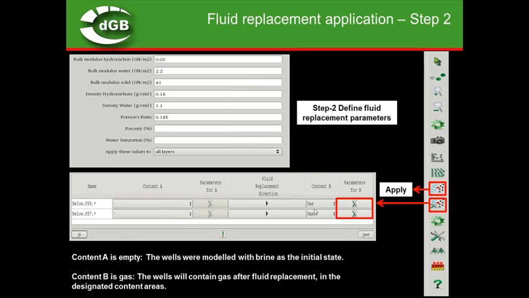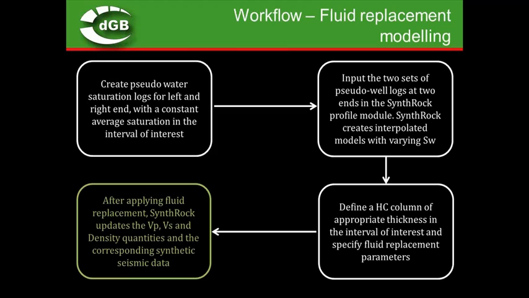So finally, you need to click on this icon, wherein the forthcoming window you can specify the parameters required for Gassman's equation. And these parameters basically are bulk moduli and density of the fluid phase and of the rock matrix. Now, after applying fluid replacement, SynthRock will automatically update the VP, VS and density quantities and the corresponding synthetic seismic data.